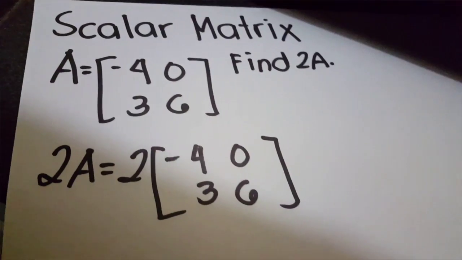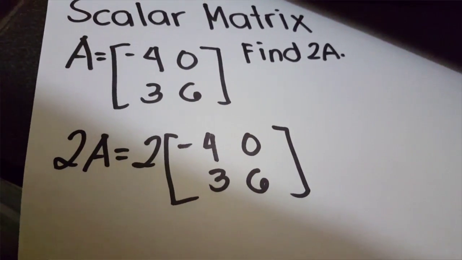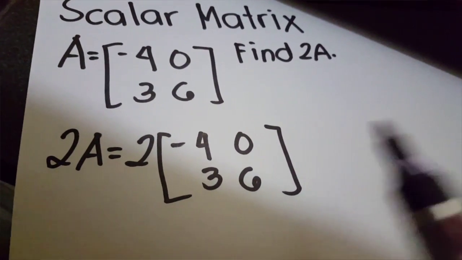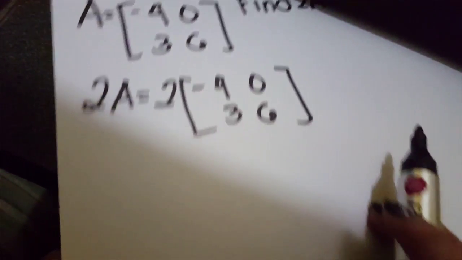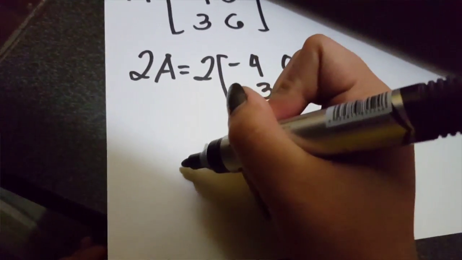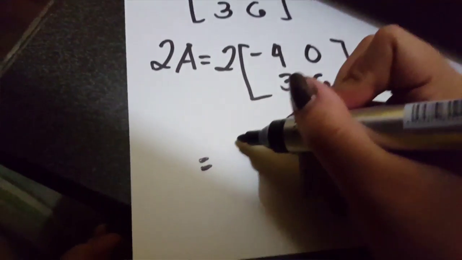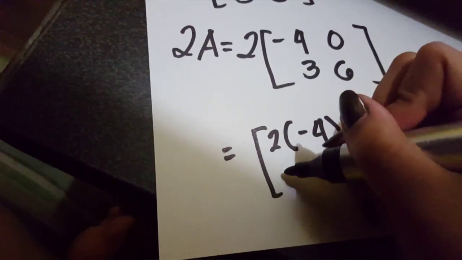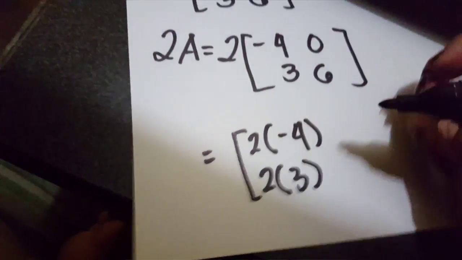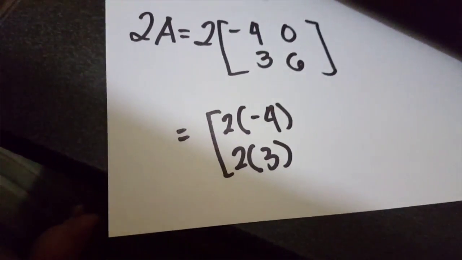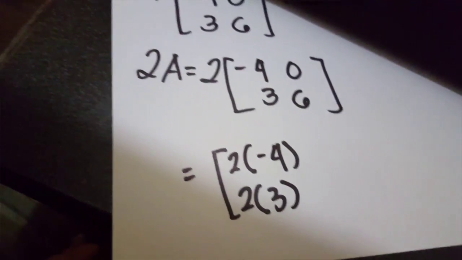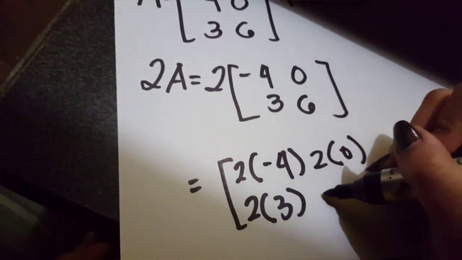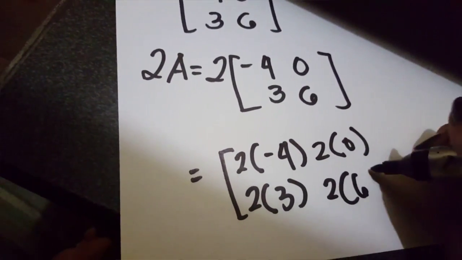Okay, scalar matrix. Let's say we've got a matrix A: negative 4, 0, 3, and 6. So find 2A. All we have to do is just multiply each entry by 2. So, 2 times negative 4, 2 times 3, then 2 times 0, and 2 times 6.